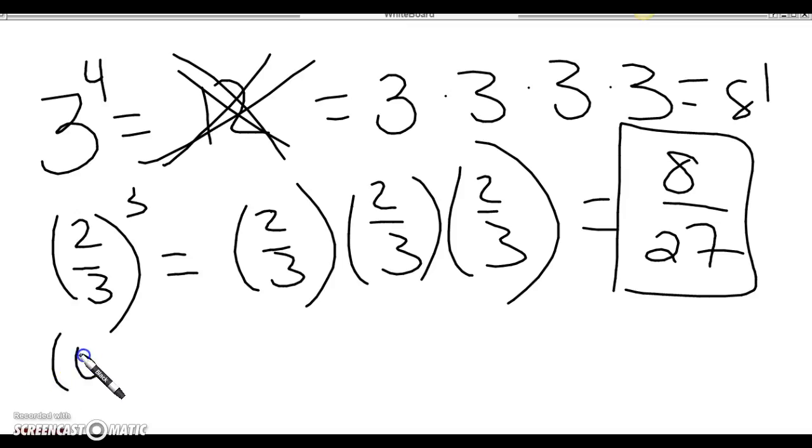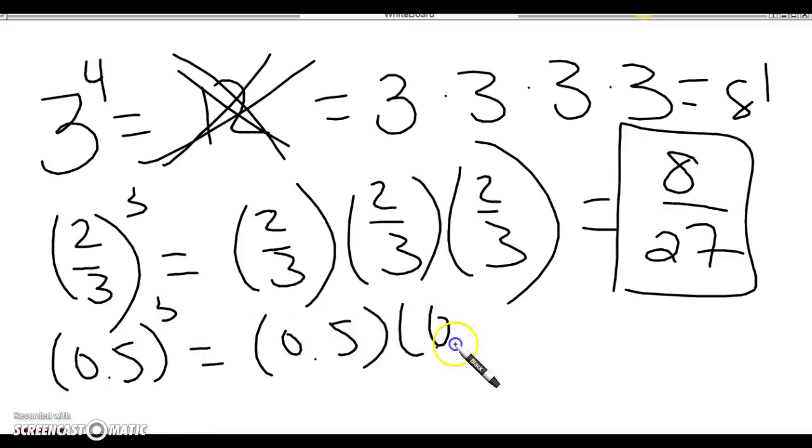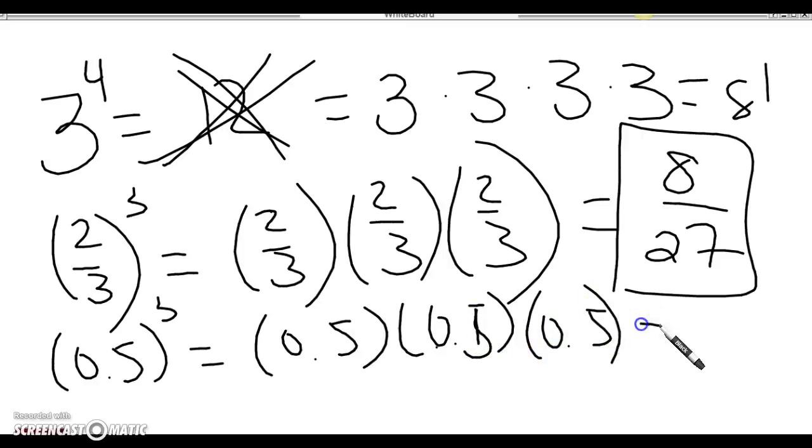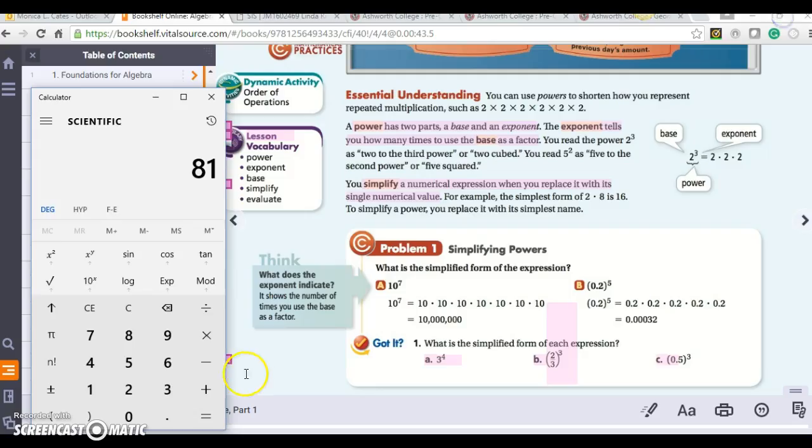All right, the last one is 0.5 to the third power, which is 0.5 times 0.5 times 0.5. But please remember, that's not 1.5. You can use your calculator, or if you already know it, but I'm going to do 0.5 times 0.5 times 0.5, and I get 0.125.